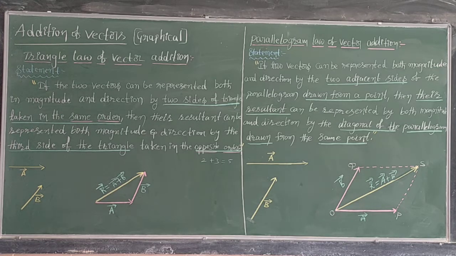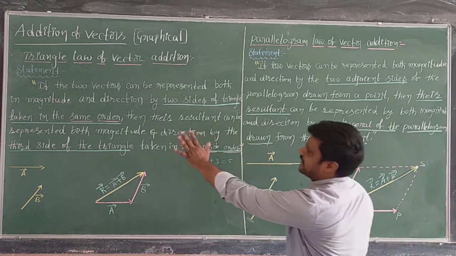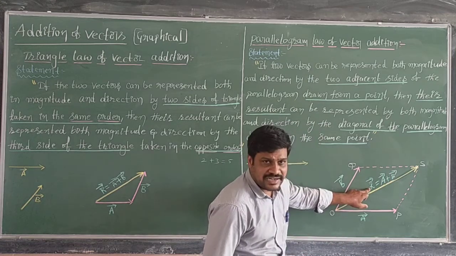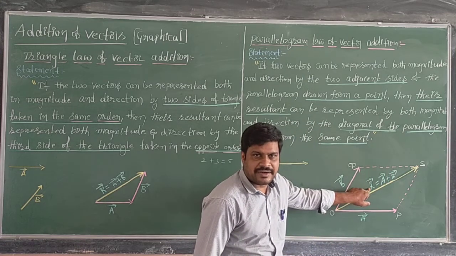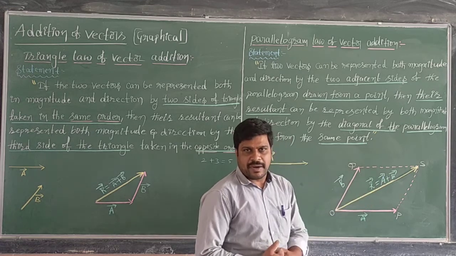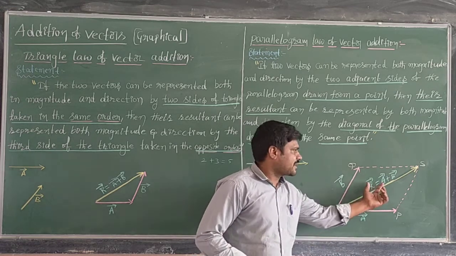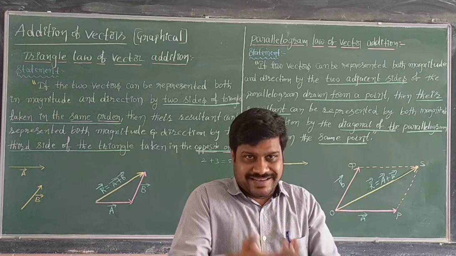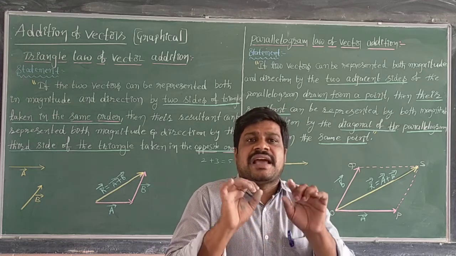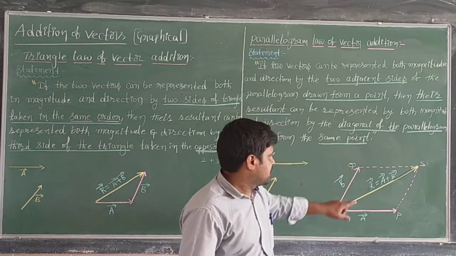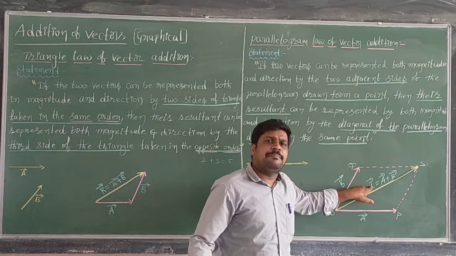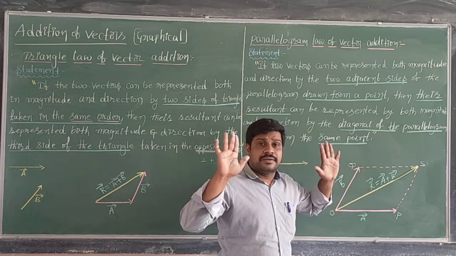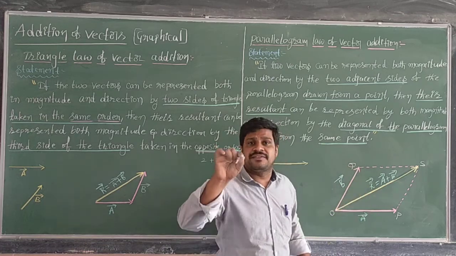Now, in the parallelogram law of vector addition, this is the resultant vector: R bar is equal to A bar plus B bar. This is the vector form. But what is the magnitude? A vector has direction and magnitude. But I don't want the magnitude and the direction separately. I want only the resultant vector in the form of magnitude.